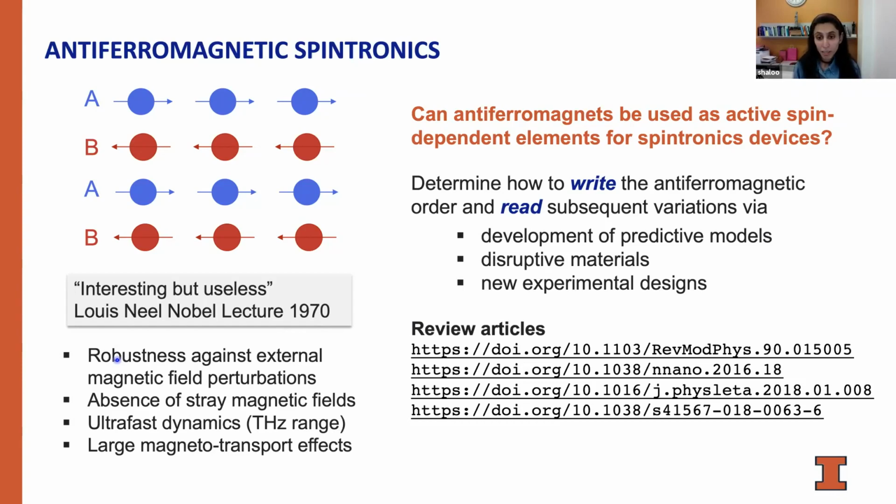This has been a very, very intense active area of research, also evidenced by a number of review articles in Reviews of Modern Physics that have come up. So I've listed a few review articles at the bottom here. So I think one of the ways we can really make sure that antiferromagnets become key elements in future spintronics applications is by this sort of joint effort in developing predictive models, disruptive materials, as well as looking into new experimental designs that can probe this.